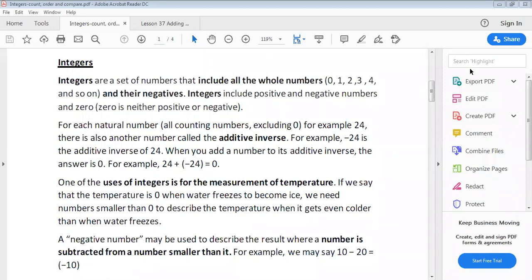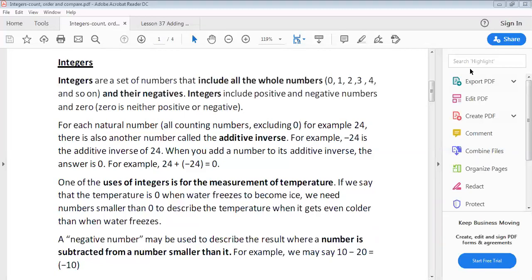Welcome to lesson 37. For today's lesson, I will give you an overview of integers and then I will explain how to add and subtract integers. So integers are a set of numbers that includes all of the whole numbers, so numbers that start from 0, 1, 2, 3, 4, and so on, as well as their negatives. Integers therefore include positive and negative numbers as well as 0.